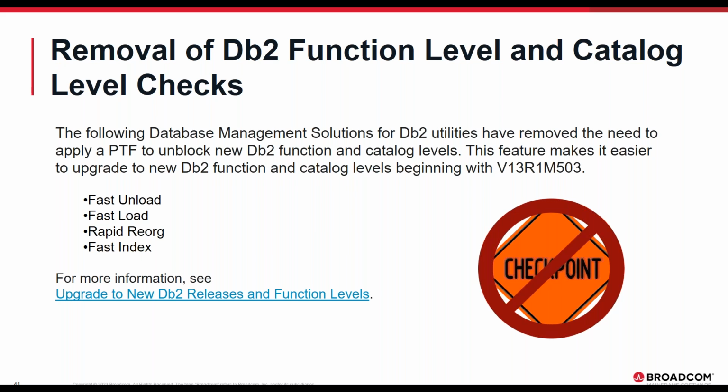And so we understood that this was rather inconvenient, and so we updated this process. So we are finally in line with the rest of our Db2 tools, which means that the Db2 utilities have removed the need to apply the PTF to unblock the new Db2 function and catalog levels. And other than making it in line with the rest of the portfolio, we believe that this feature makes it a little bit easier for you to upgrade to new Db2 function and catalog levels, beginning with 13 R1 503.